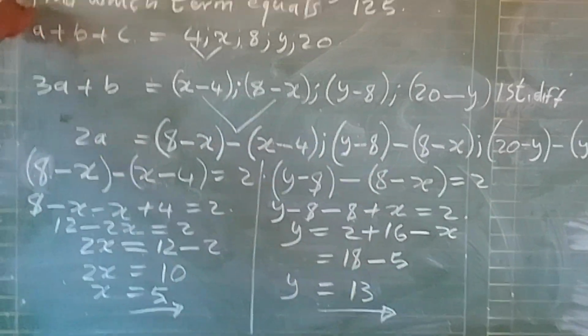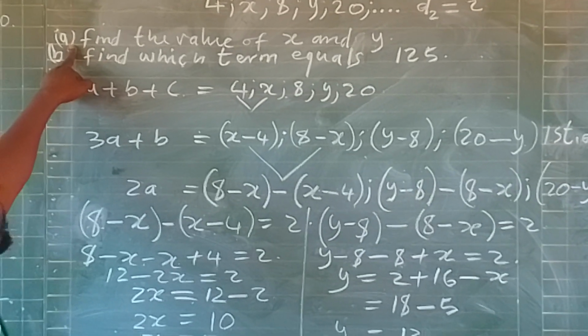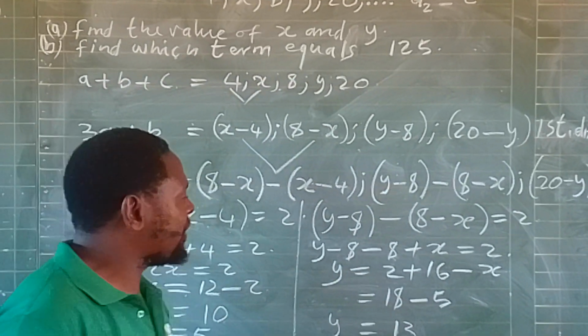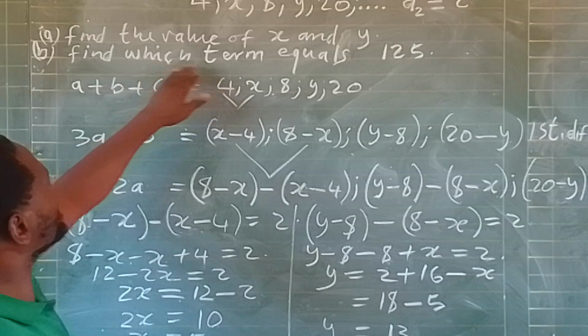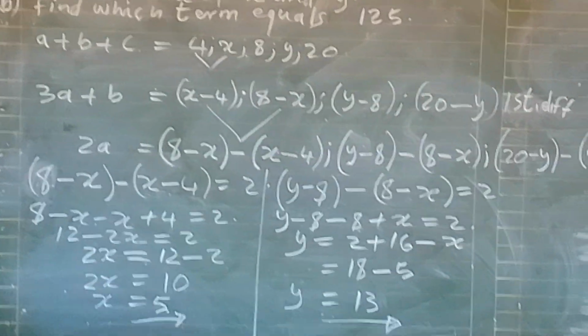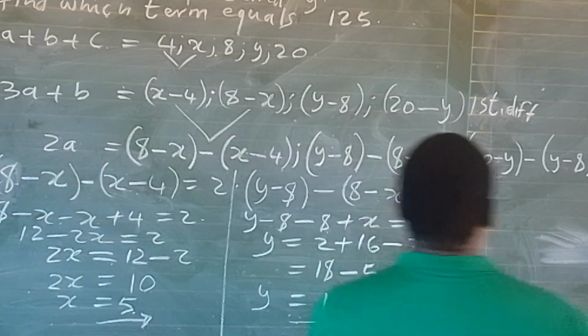We have answered the first question. It says find the value of x and y. x is 5, y is 13. Now we find which term equals 125. We are going to find that. Which term is going to be equal to 125?